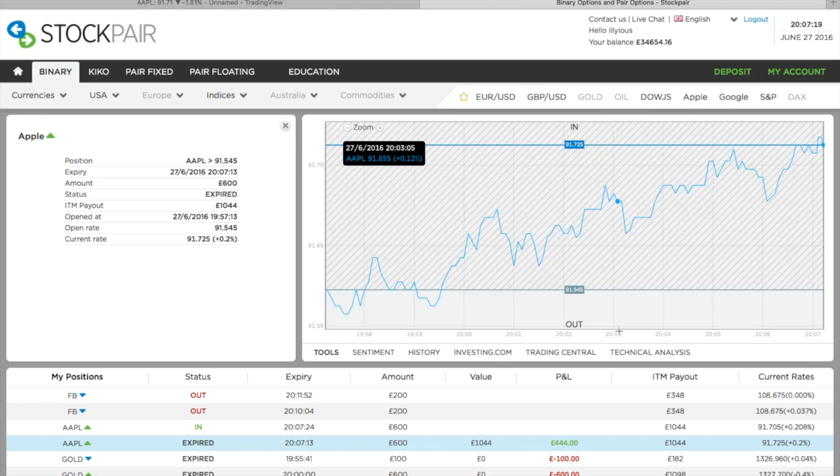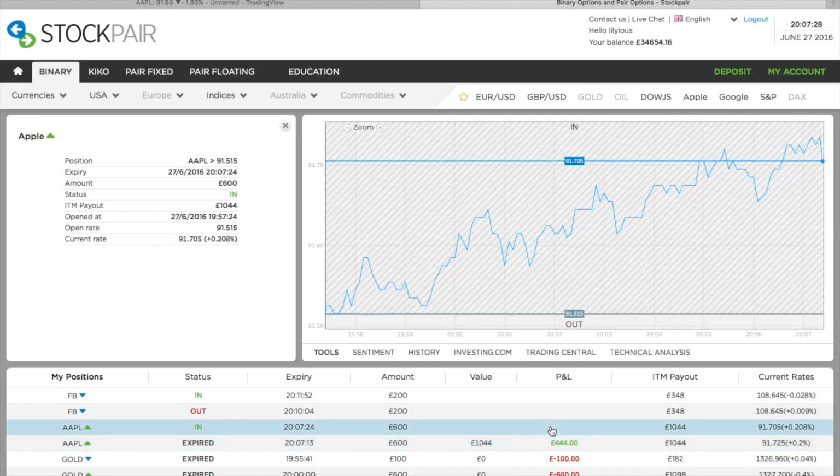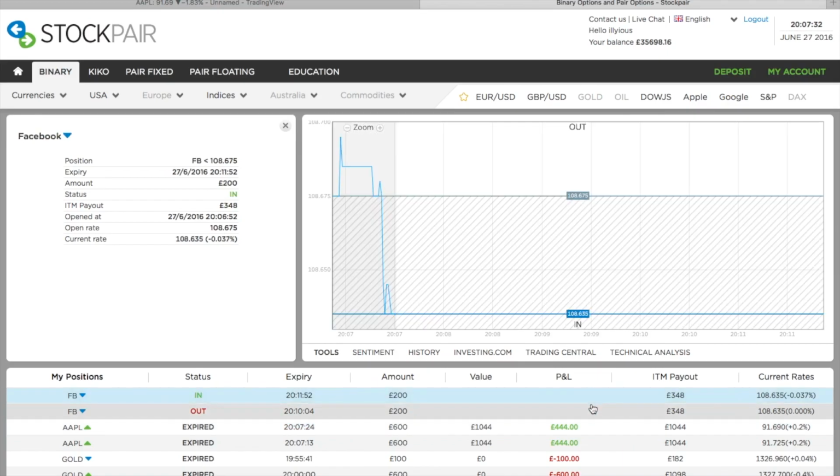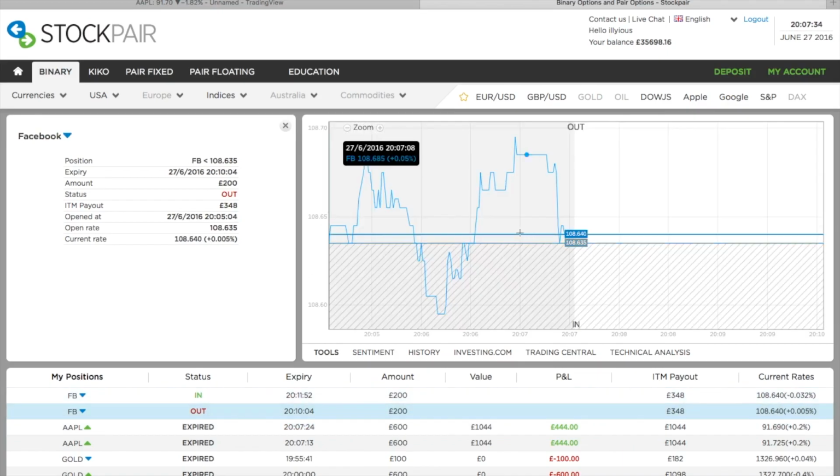Right, so we made a profit of 444. That's not including our initial investment. That's pure profit. We're about to make our second bit of profit here. There we go. This one's in. Bouncing off the line, you can see there's a bit of resistance, but that's fine. We're going to wait this out, see how it goes.